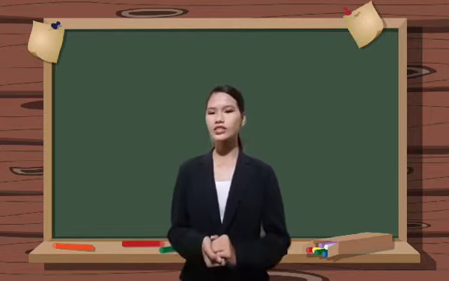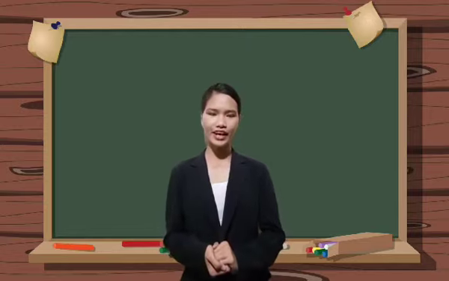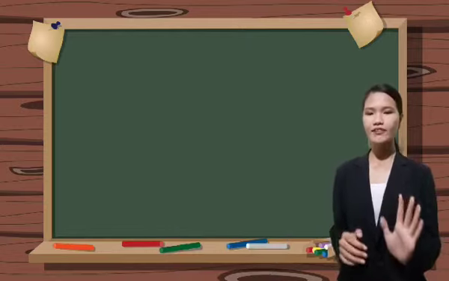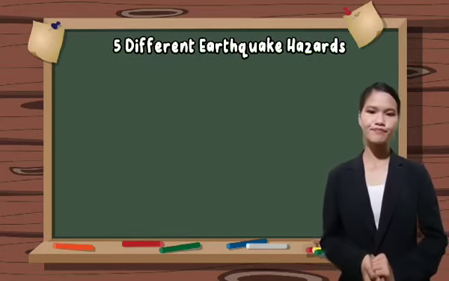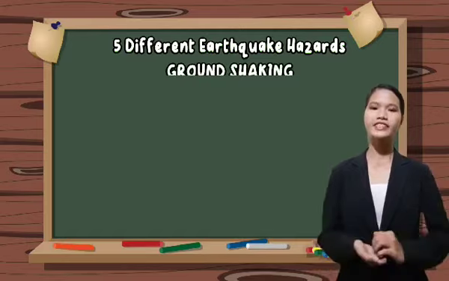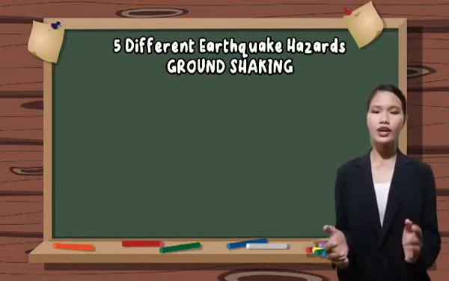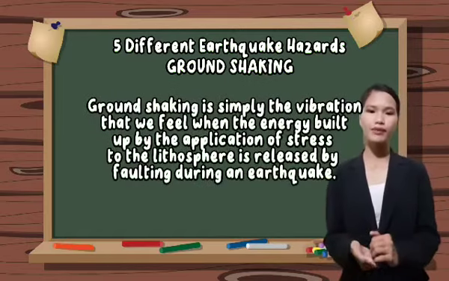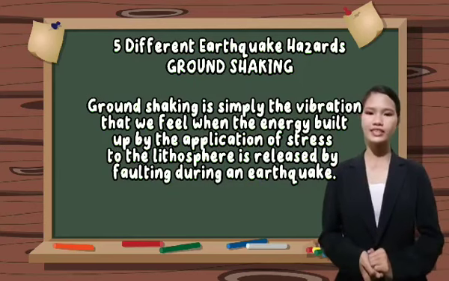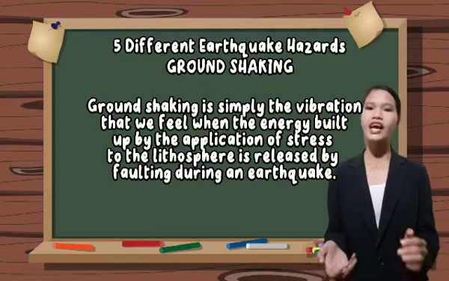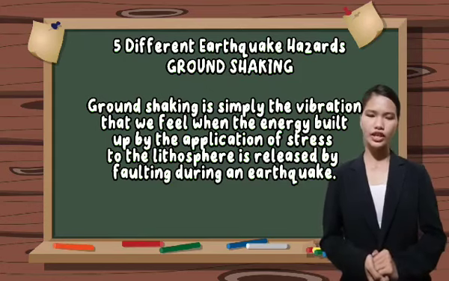Now, I'm going to discuss the different earthquake hazards. There are 5 different earthquake hazards that I'm going to discuss. First is the ground shaking. Ground shaking is simply the vibration that we feel when the energy built up by application of stress to the lithosphere is released by faulting during an earthquake.